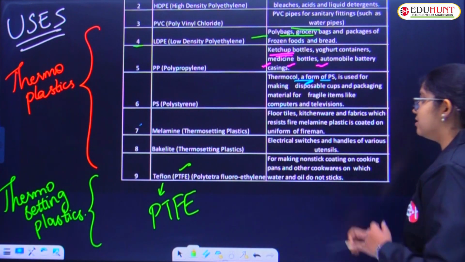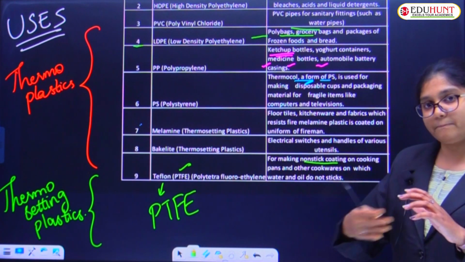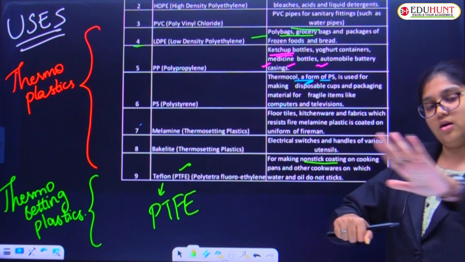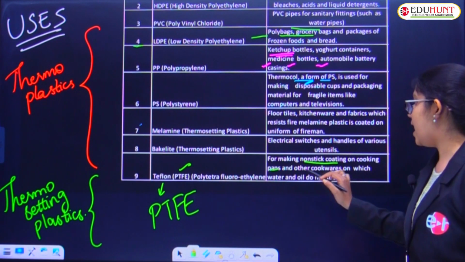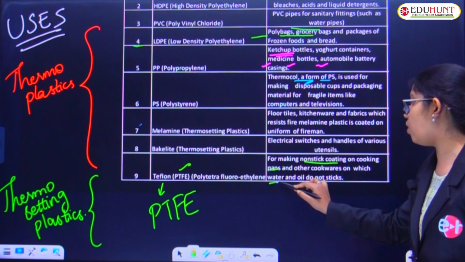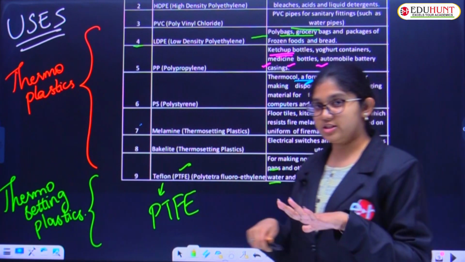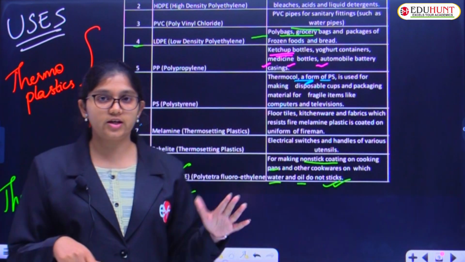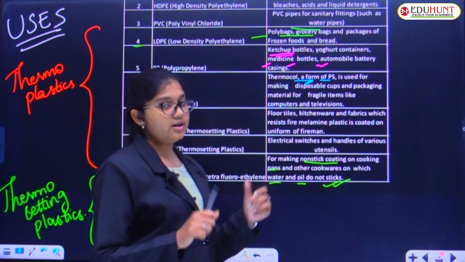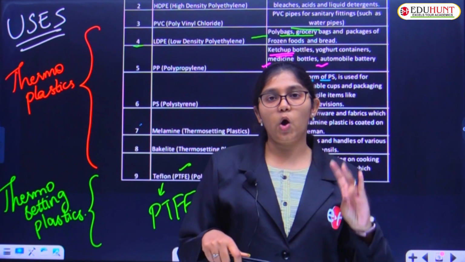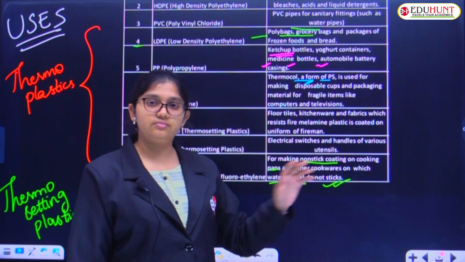So where is it used? Teflon is made for making non-stick coatings. Where, children? Non-stick coatings. On a pan there is a black coating on top. It is a non-stick coating on cooking pans and other cookware on which water and oil do not stick. Some pans are called non-stick pans, and that is what is called a Teflon coating. Water or oil does not stick to the pan, for ease of cooking, so they apply that coating.